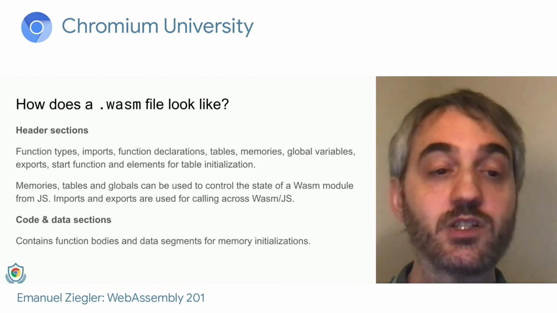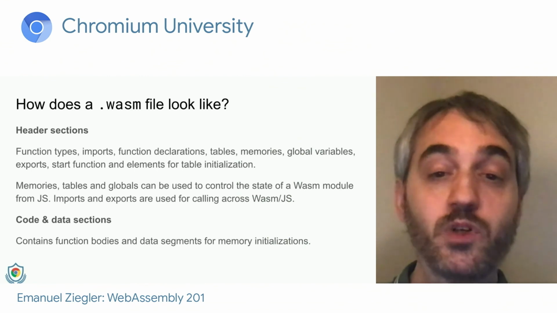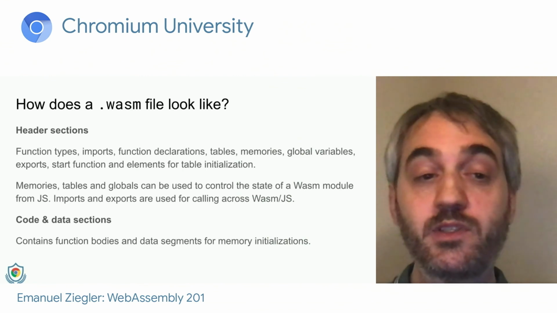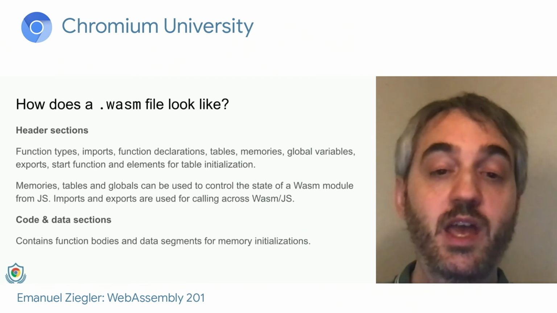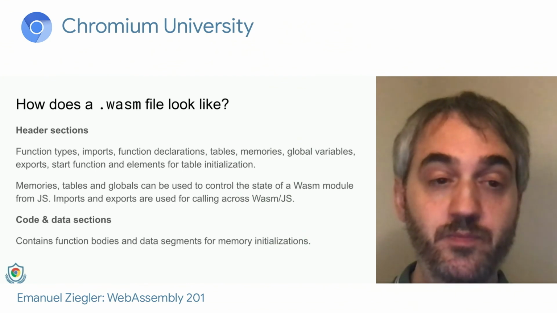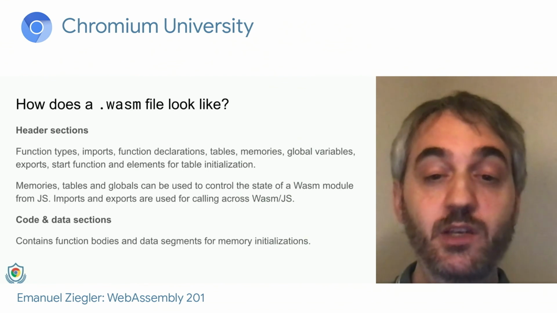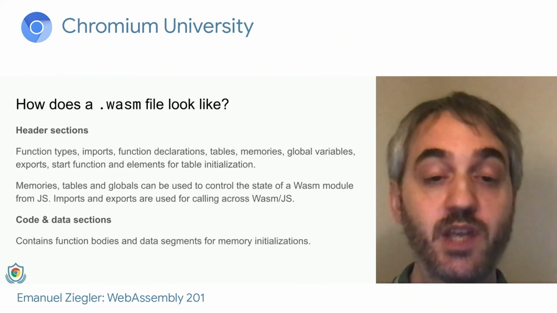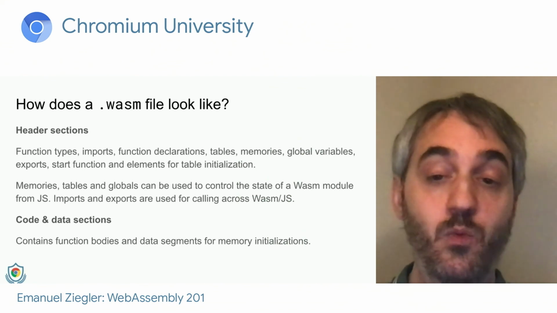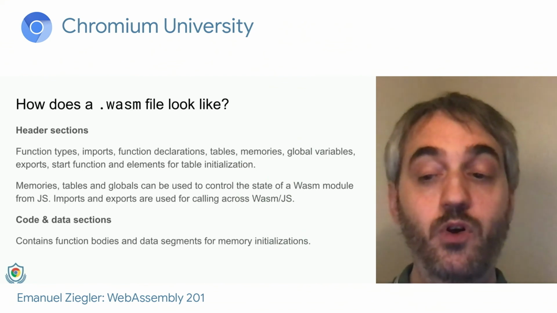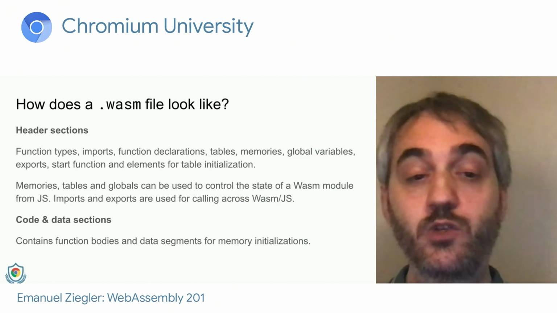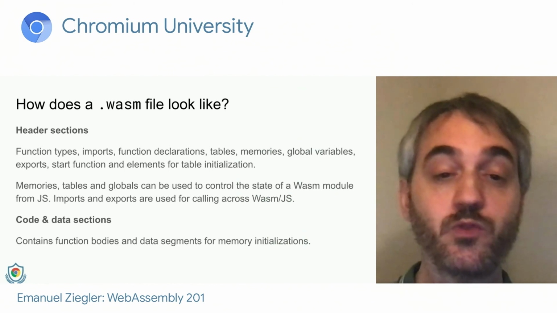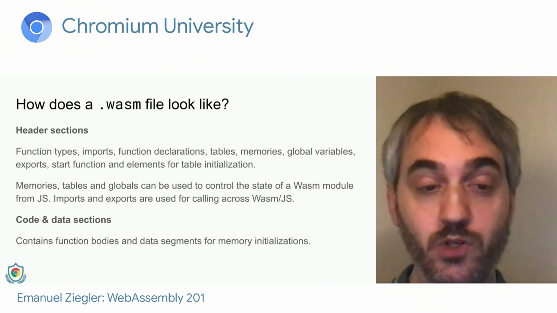So in the header sections, we have function types, imports, function declarations, tables, memories, global variables, exports, start function, and elements for table initialization. The memories, tables, and globals can be used to control the state of a wasm module from JavaScript. Imports and exports are used for calling across wasm and JS. So if I want to call a JavaScript function from wasm, I need to import it into my module first. If I want to call a wasm function from JavaScript, it needs to be exported from the module.